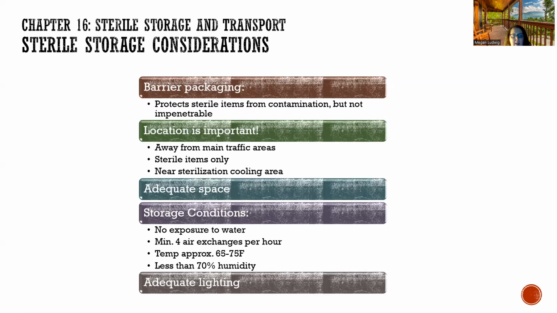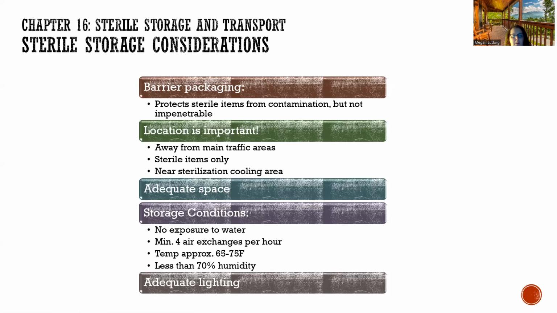And same with humidity. It has to be less than 70% because if it starts to get above 70%, it is like prime conditions for bacterial growth. They like heat and humidity, so we want to eliminate that potential for those bacteria to grow. I think there might even be a minimum humidity. I think in the OR it's roughly 30%.